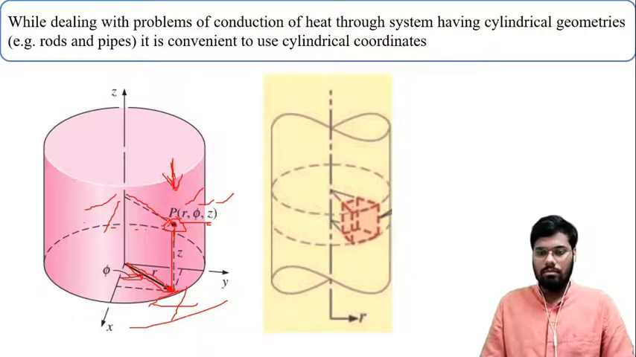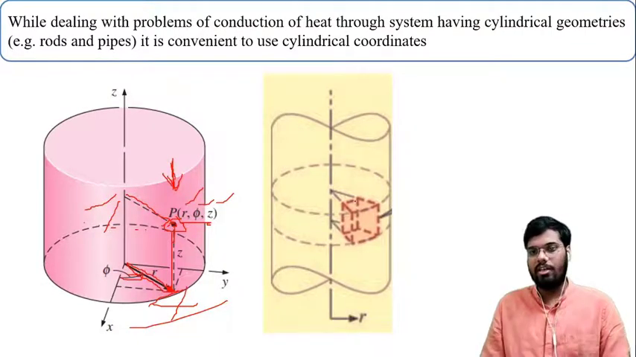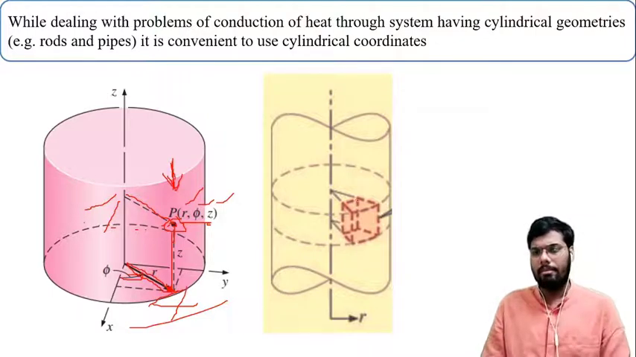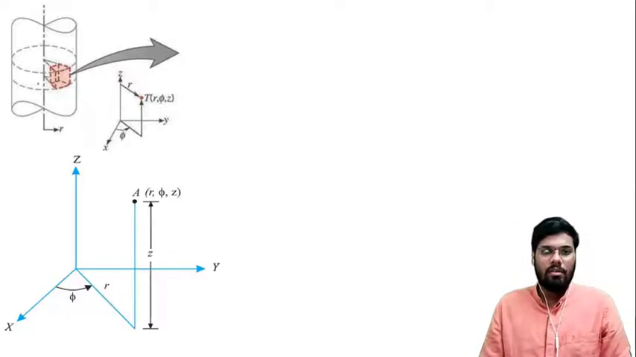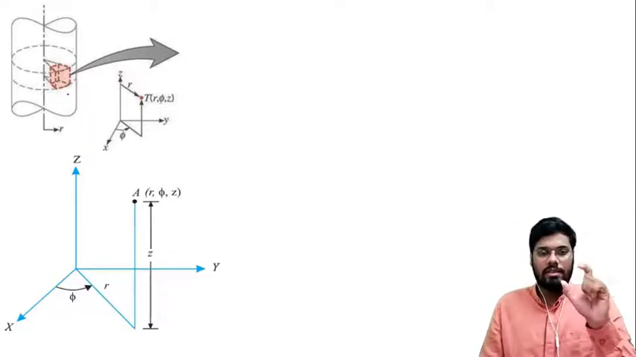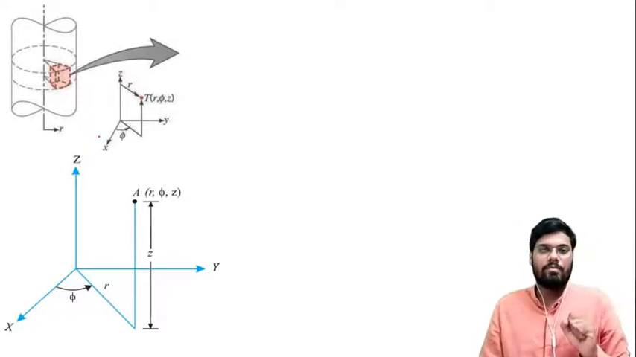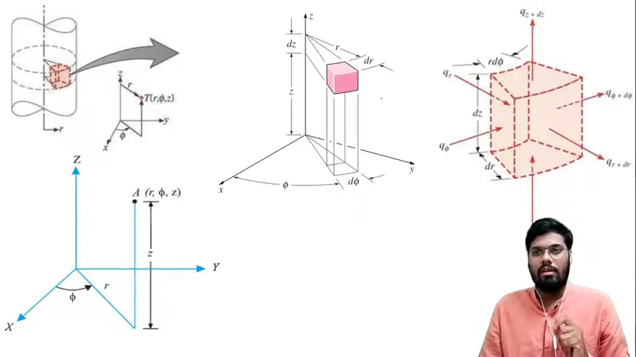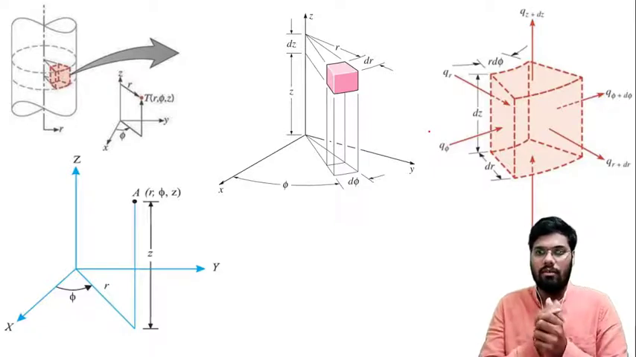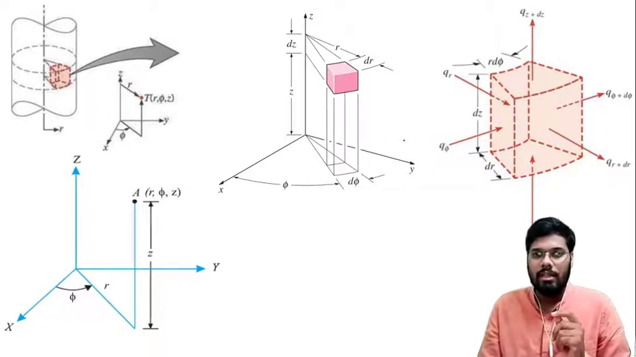Now, to derive the general heat conduction equation for cylindrical coordinates, we need to take a small element from the whole system. So let's consider this small element. This is our control volume which we have considered from our cylindrical system. We need three variables, r, phi and z, to define the exact location of this volume in cylindrical coordinates. Now let's take a look at these two figures. If we need to find the volume of our element, then look carefully.